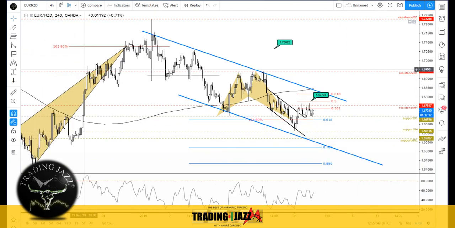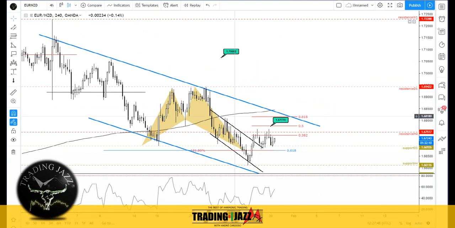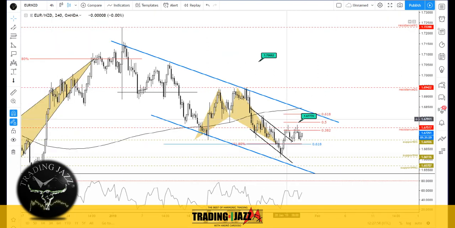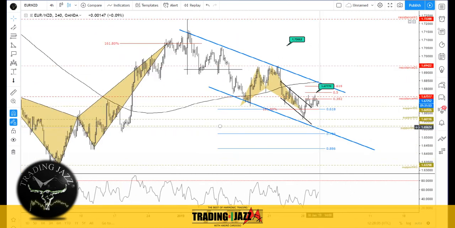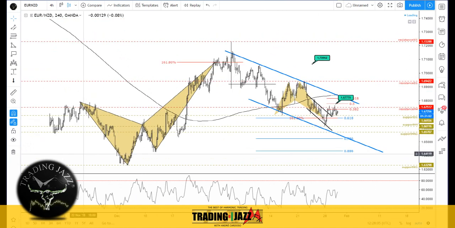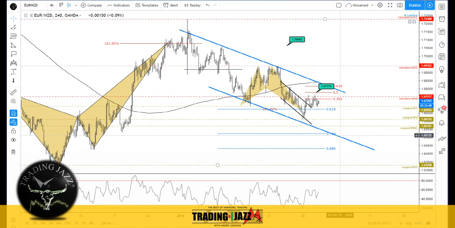Actually, this is the crab pattern at 161 exactly, and this is the shark pattern at 161.8 at confluence with the golden ratio. This is the 618 from the structure below. So from the lows, let me try to show you. This is the golden ratio from these lows, from the weekly support to the weekly resistance.